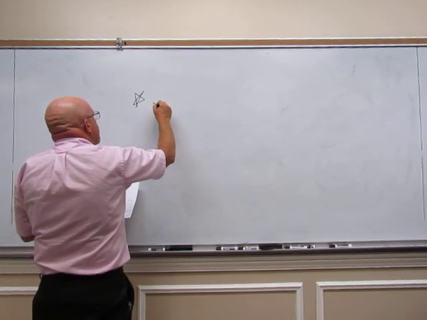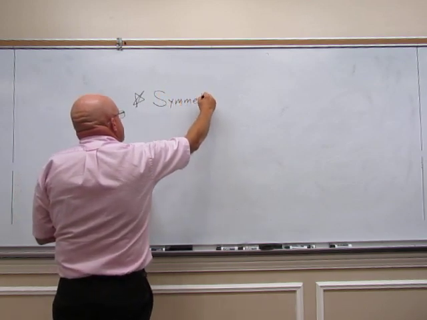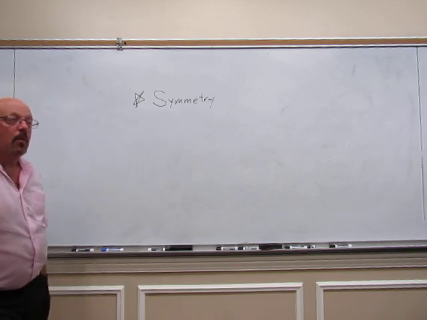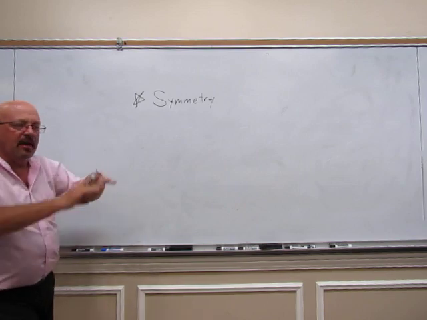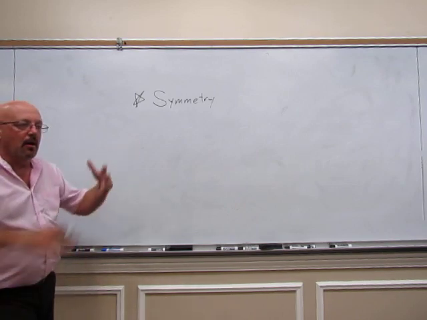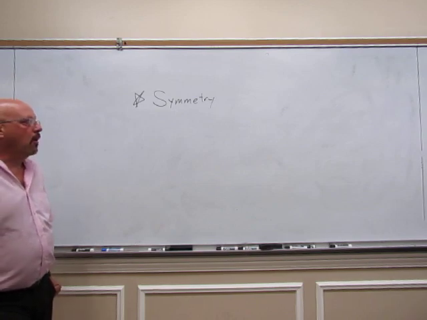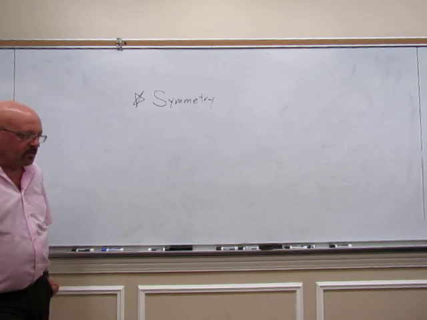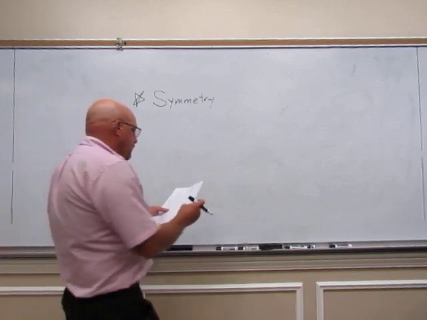With melting points, symmetry matters. When we did boiling points, it was about having a chain versus branching. Branching lowered the boiling point. Here we're looking for symmetry. Molecules that are symmetrical generally have higher melting points.